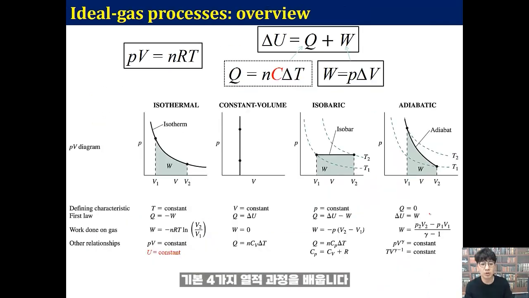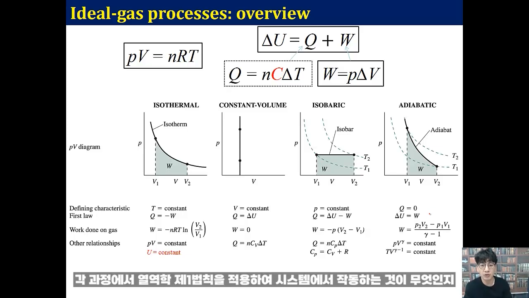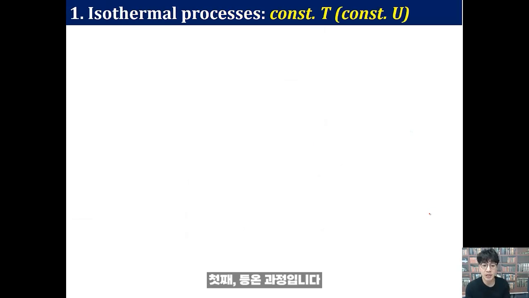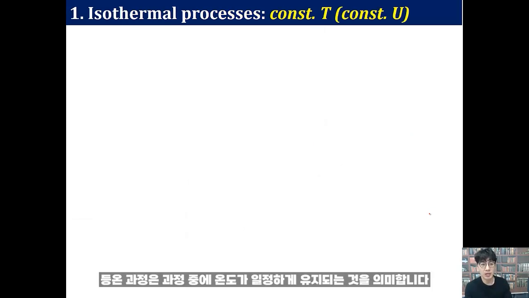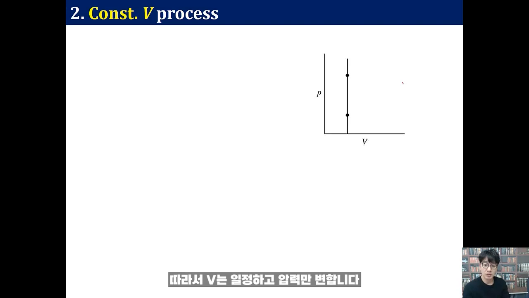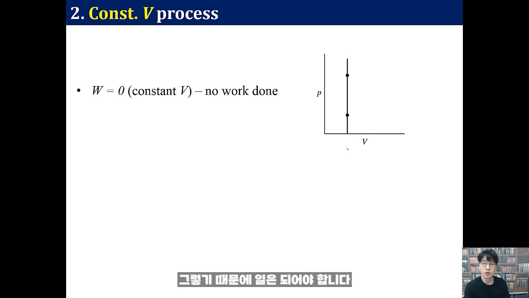We will learn 4 basic ideal gas processes. We will apply the first law of thermodynamics in each process to find what the work done on the system is, what the internal energy change is, and so on. First, the isothermal process. Isothermal means that during the process, temperature is maintained constant. A constant volume process is literally when volume doesn't change throughout the process. So V is constant. Only pressure changes. So then no work should be done.